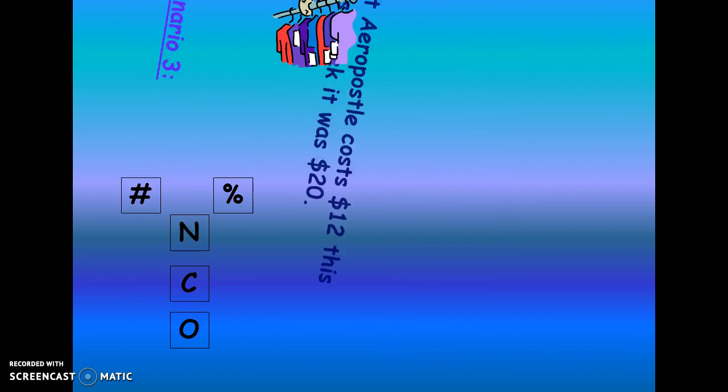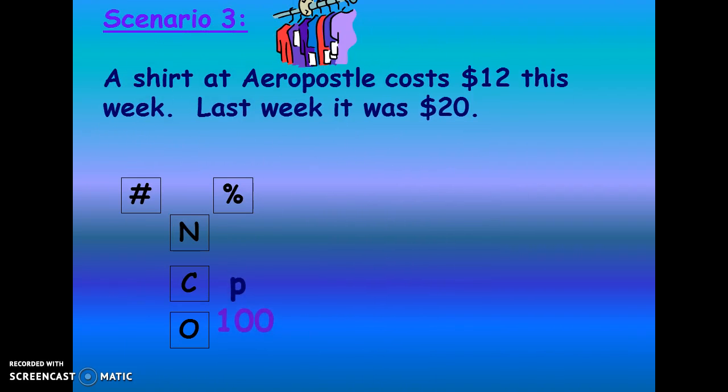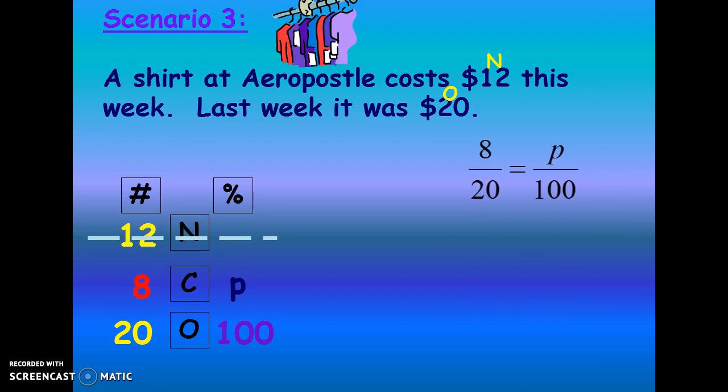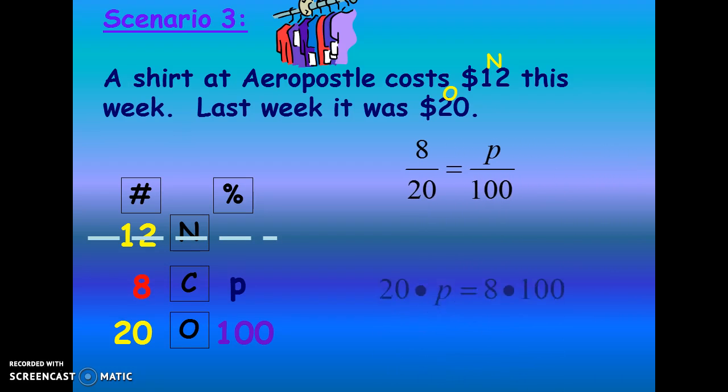In scenario 3, we're going to start with that P over 100 because we know that's what percents represent. Our original was 20 and our new was a 12. The difference between 20 and 12 is 8. We're going to cross out that top row because there's nothing on the right side of the N on the percent side. Our resulting proportion is 8 over 20 equals P over 100.